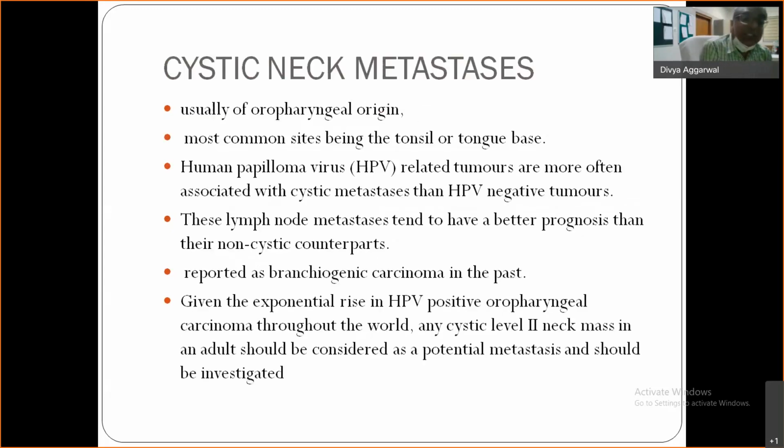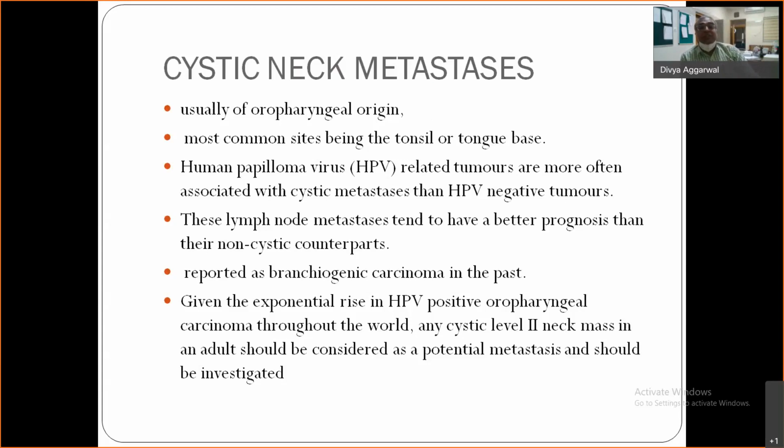Now, there is a thing called cystic neck metastasis. Though uncommon, you should know about this. This is usually of oropharyngeal origin, and its most common site is the tonsil or the tongue base. Actually, human papilloma virus related tumors are more often associated because, see, a lymph node metastasis will always be a solid sort of a tumor. But a cystic one would suggest that it is either from the tonsil or the tongue base, and the human papilloma virus has been incriminated in a cystic neck metastasis.